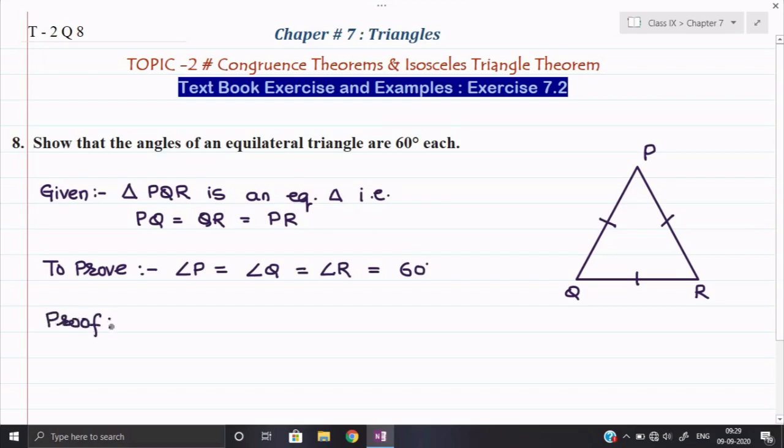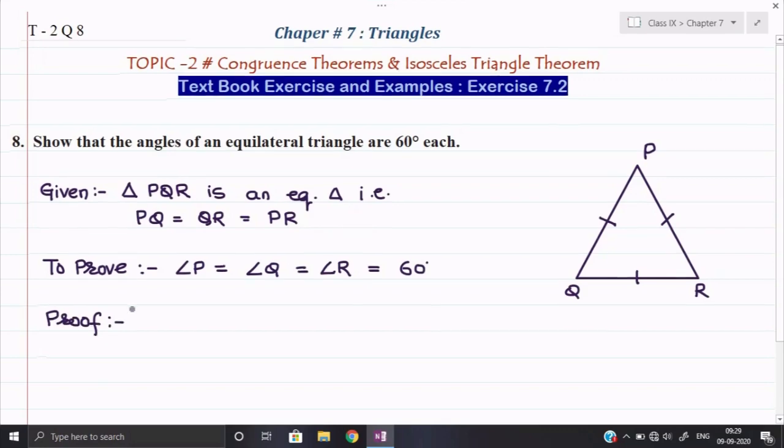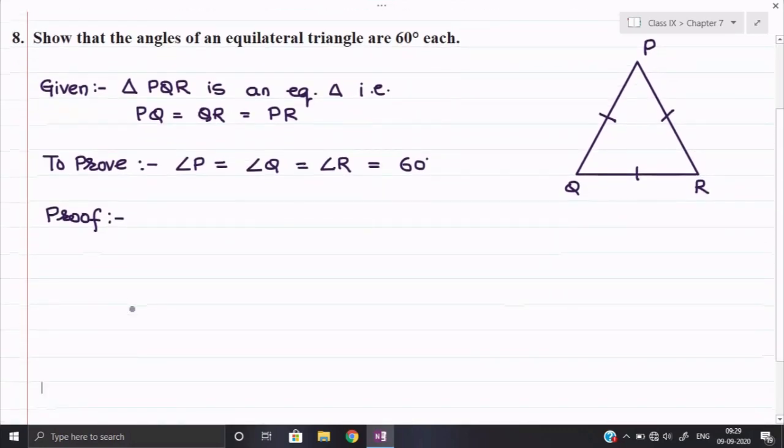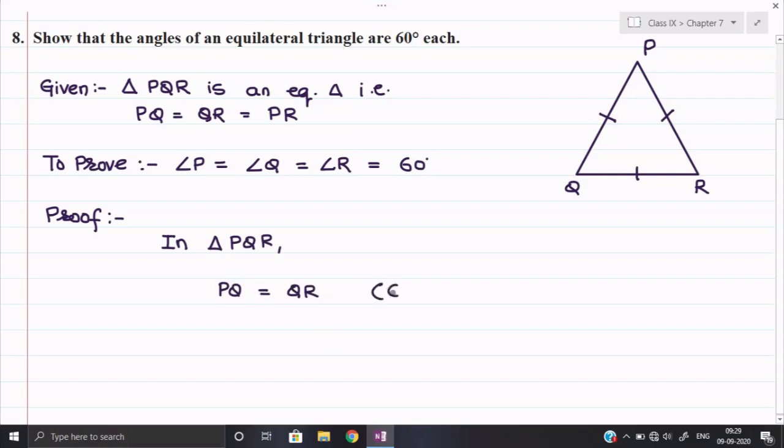See, in the proof, first I am taking triangle PQR and considering two sides equal. All three sides we can't take together, so I am taking two sides. In triangle PQR, first I will say, suppose PQ is equal to QR, because all three are equal, so any two will also be equal. That we can say with the help of the given, because in the given we have mentioned these two sides, PQ and QR, are equal. Now once again we shall apply the isosceles triangle theorem.